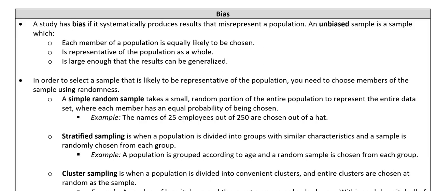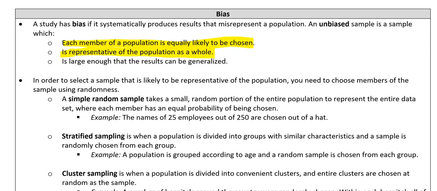No matter what study type you use, you have to be very careful of bias. A study will have bias if it systematically produces results that misrepresent a population. An unbiased sample is a sample in which each member of a population is equally likely to be chosen, so it's random, and is representative of the population as a whole.